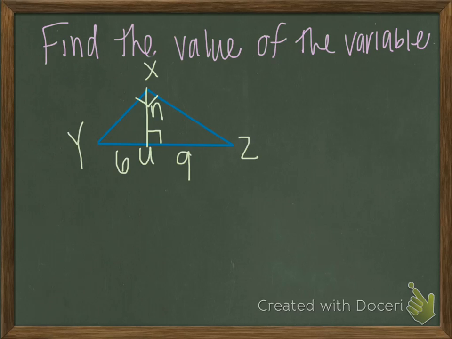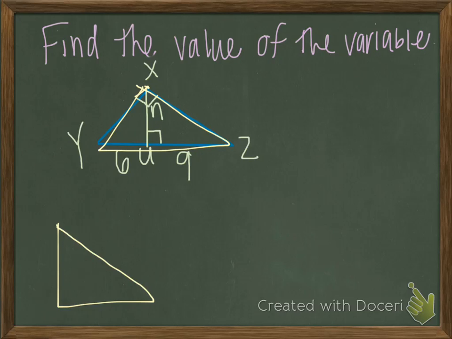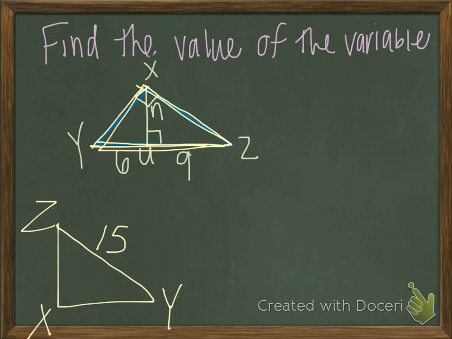Let's try one more. Find the value of the variable. In this case, it is N. So we're going to redraw our triangles. We have our big one out here, and our right angle is at X. And then we go up to Z and over to Y. And we have a side length. Our hypotenuse is 9 plus 6, so we have 15.